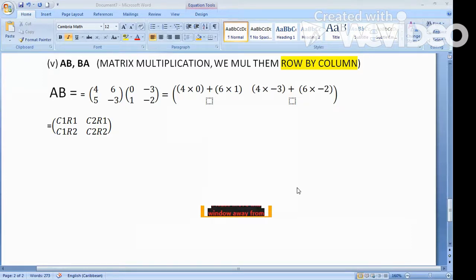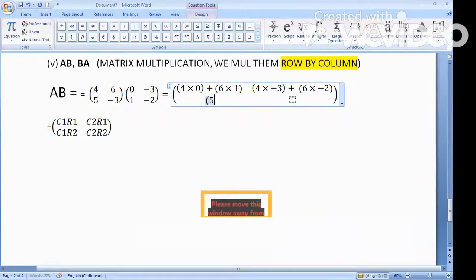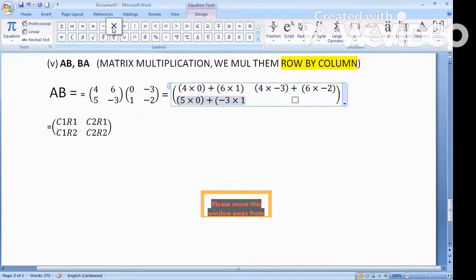Yes, Kristen, go ahead. We're going to use the same column, so we'll use 0 and 1, but we're going to use the second row, 5. So would it be 5 times 0? Mm-hmm. Then we would have plus -3 times 1. Right.